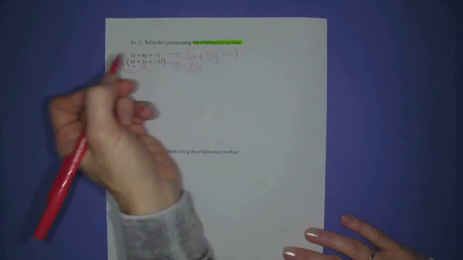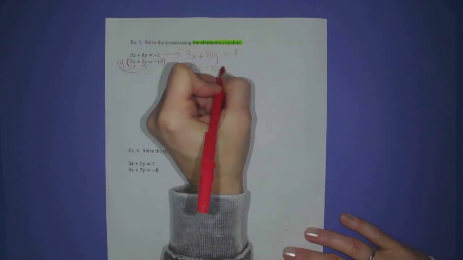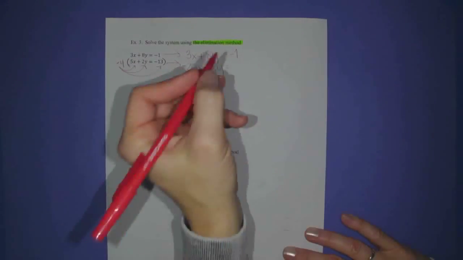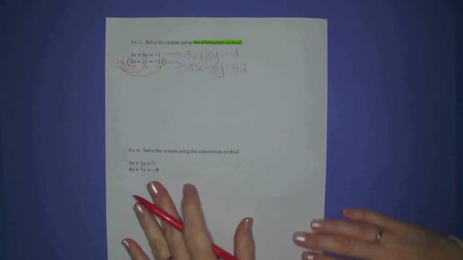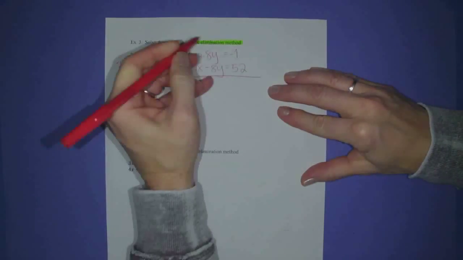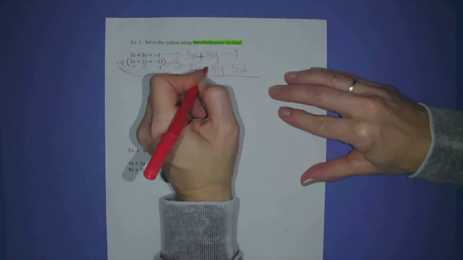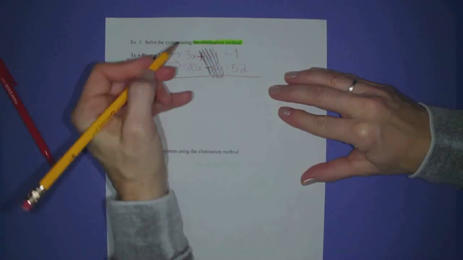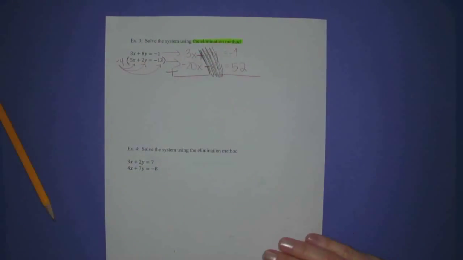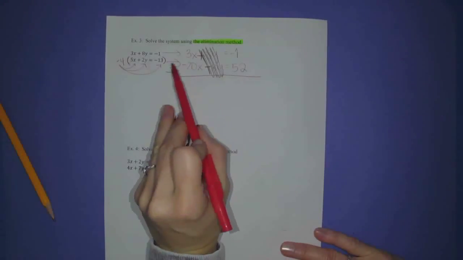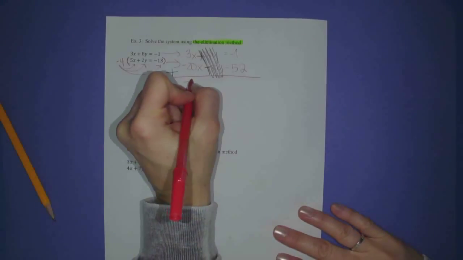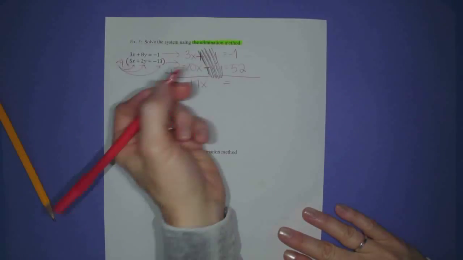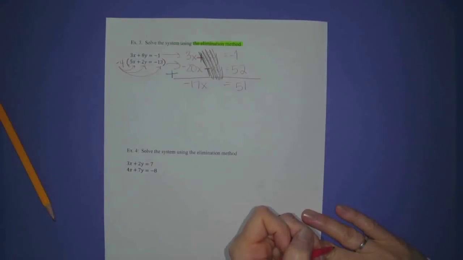-4 times 2y is -8y. And -4 times -13 is positive 52. And now you see it. 8y positive with 8y negative is going to eliminate when we add. So now we just add the rest. So we've got 3x plus -20x. That's -17x. And over here, -1 plus 52 is a positive 51.